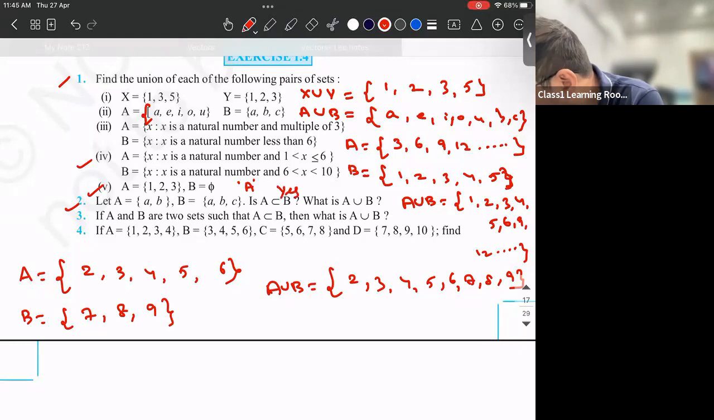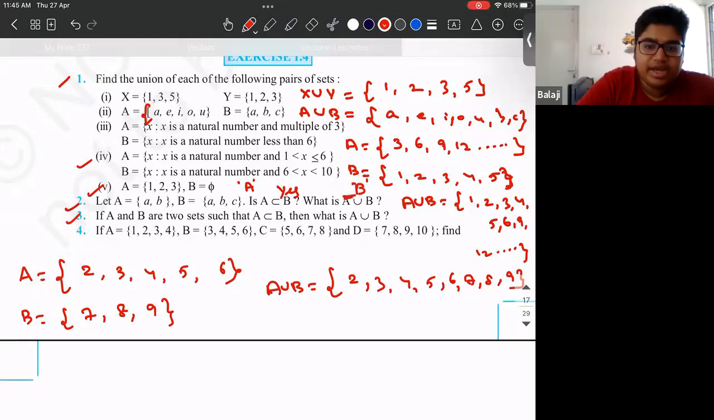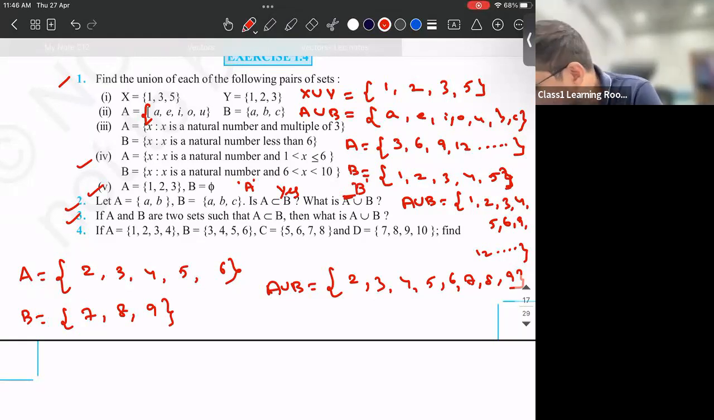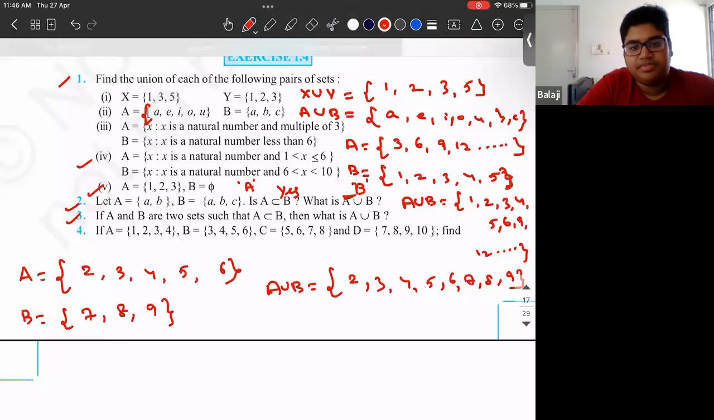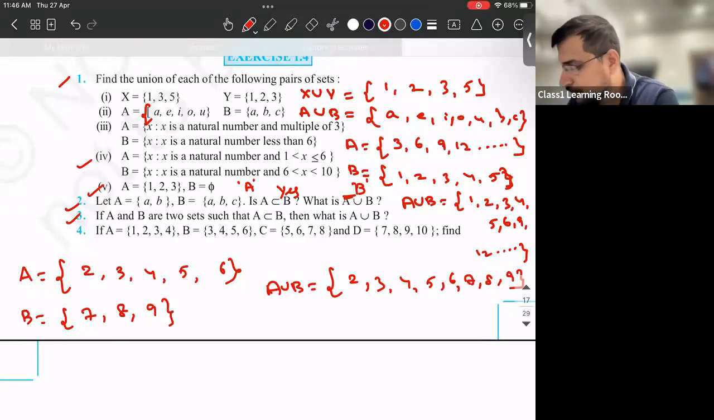So for the first one, answer is yes, because the set A is derived from set B. Right. Secondly, A union B is going to be the set B itself. Okay. Yeah, Balaji. For the third one, the answer is the set B itself. A and B are two sets such that A is a subset of B, then what is A union B? It's the example you have above. That will be set B itself. Correct.